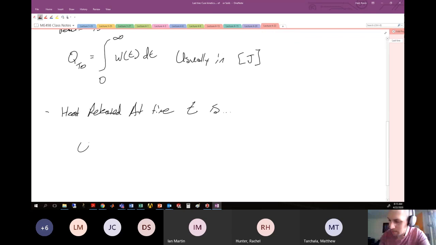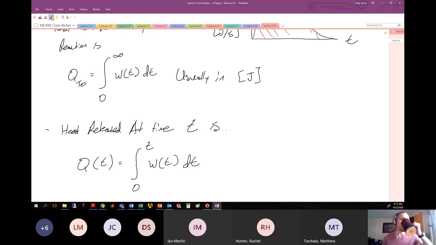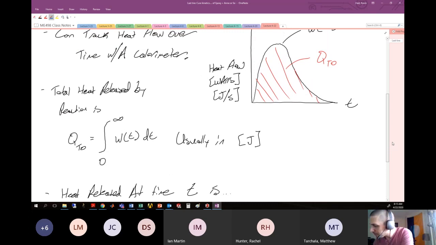So that would be Q now as a function of time, not the total amount. Here we are integrating not from zero to infinity, but to some time of interest to us, our heat flow curve dt. If I have some arbitrary time that I care about, the amount of heat released by the reaction at that time is just the integral up to that time. So that might be this area here, the heat released at any particular time t. And as time progresses, we'll have more and more heat released according to this function, W of t.